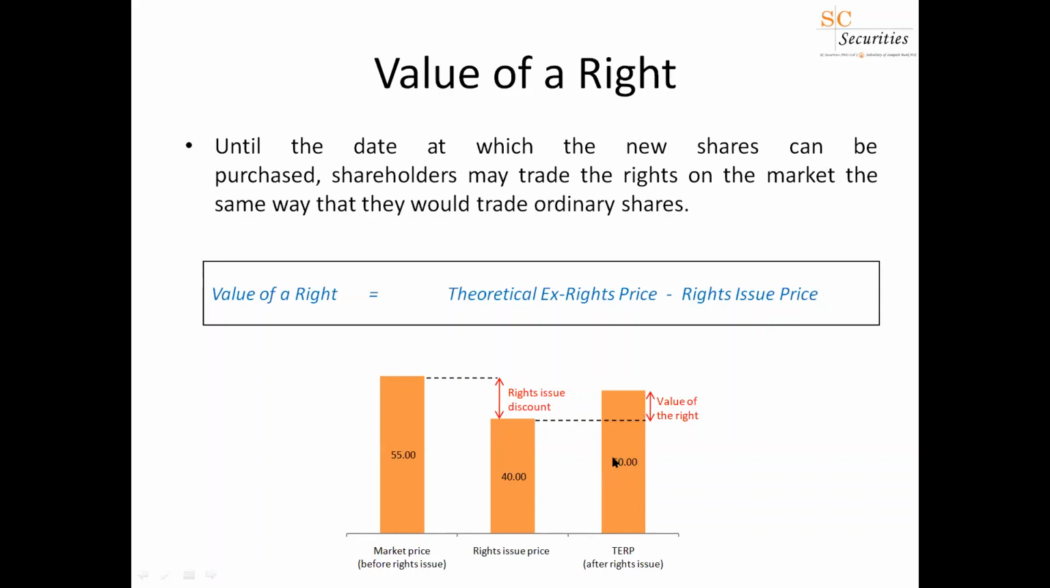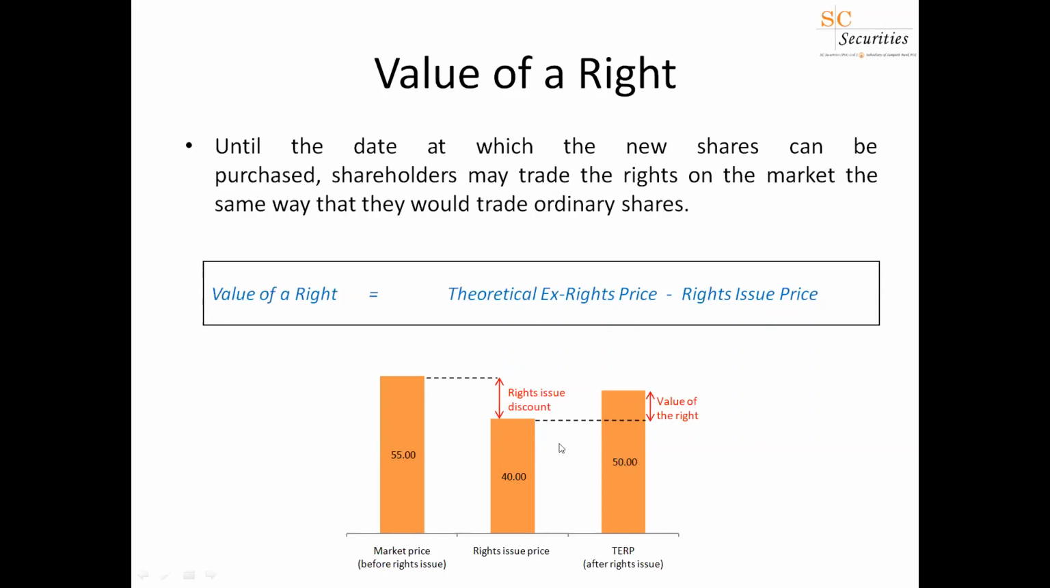That is the maximum price one should pay. So if someone is going to buy the right at, I'll say, 5 rupees, then there's an arbitrage profit. Why? Because you buy the right at 5 rupees, you pay 40 rupees to convert it into a share. So your total cost is 5 plus 40, 45. Whereas the theoretical ex-rights price is 50. So there's an arbitrage profit of 5 rupees. So in that case, it is worthwhile buying the right.